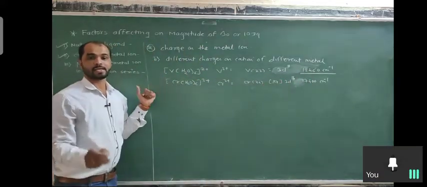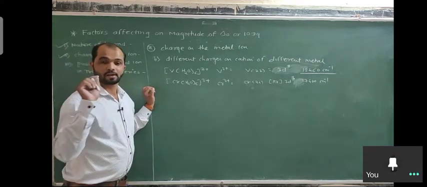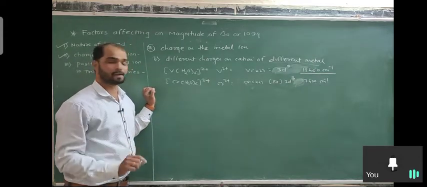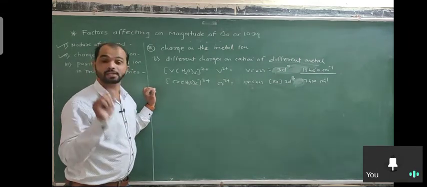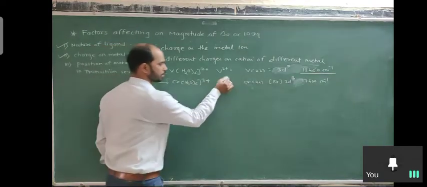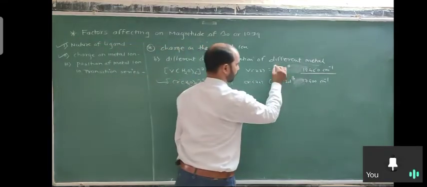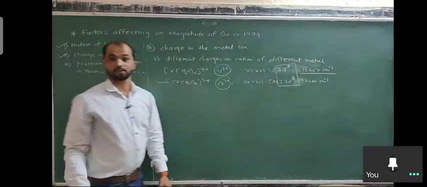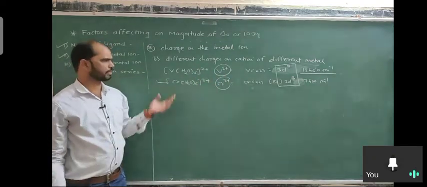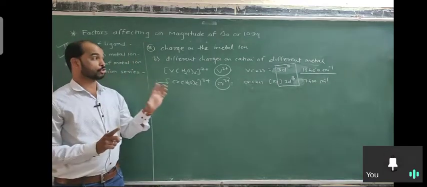So for metal ions having the same electronic configuration but different charges and different nature, the metal ion having the higher oxidation state will absorb the higher radiations. That means a higher 10 Dq value is observed in this case. But the necessary condition, and this is very important, is that this should be the same. Okay, so the third possibility is the same different metals, different charges, but the electron number is different.